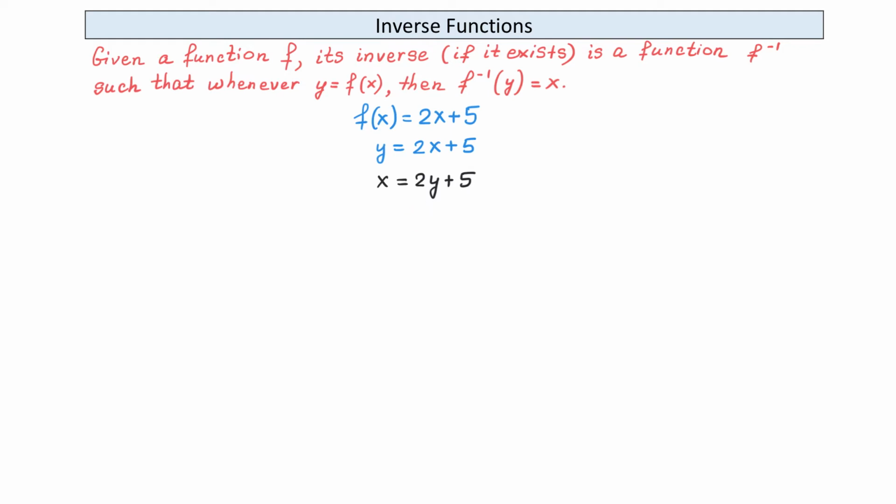If we subtract 5 on both sides, we will get x minus 5 equals 2y. Then we will divide both sides by 2, and we will get that y equals x minus 5 over 2. And now to show that this function is the inverse of this one, we will use the notation f inverse of x equals x minus 5 over 2.